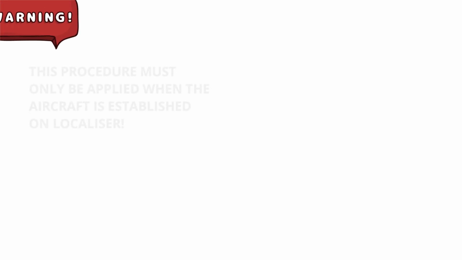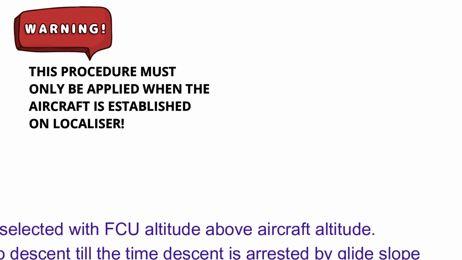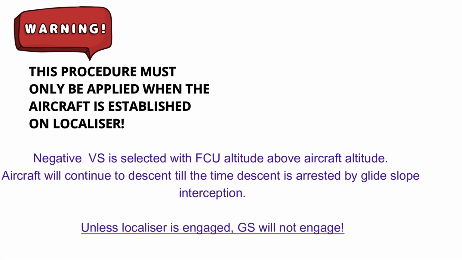We must start this video with a warning. This procedure must only be applied when the aircraft is established on localizer. It is really important to note that a negative vertical speed is selected with FCU altitude above the aircraft altitude. Aircraft will continue to descend till the time descent is arrested by glide slope interception.